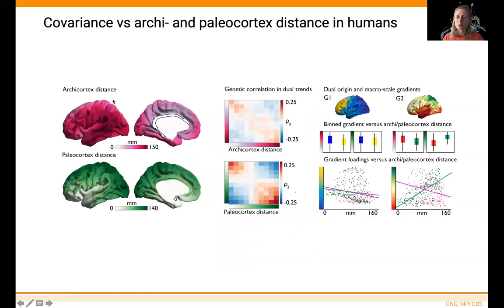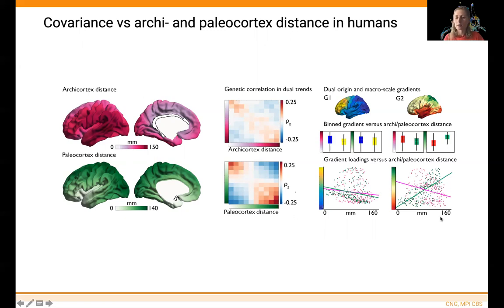Probing this model, I used the geodesic distance from both the archicortex and the paleocortex, and I wanted to see if this theoretical model would also reflect the large-scale organization I found in structural covariance. And indeed, when you order covariance in bins, you see that there's a high covariance at similar distance from the archicortex and also the paleocortex.